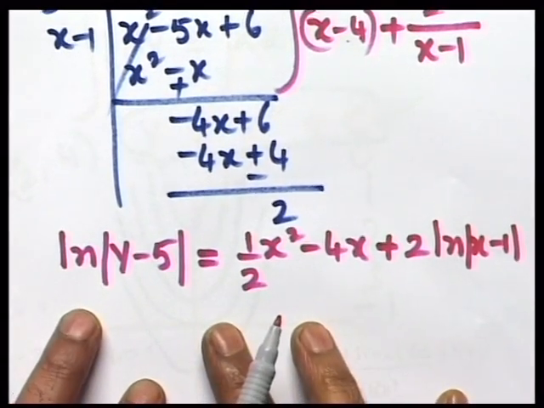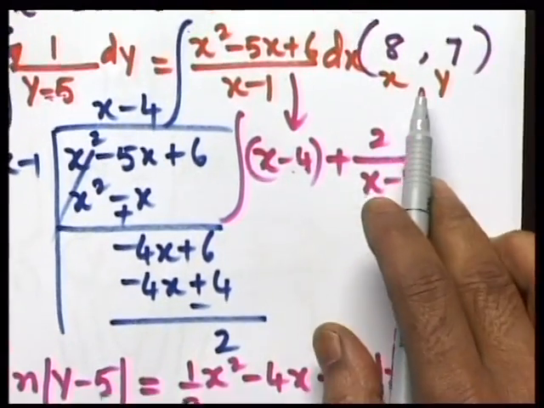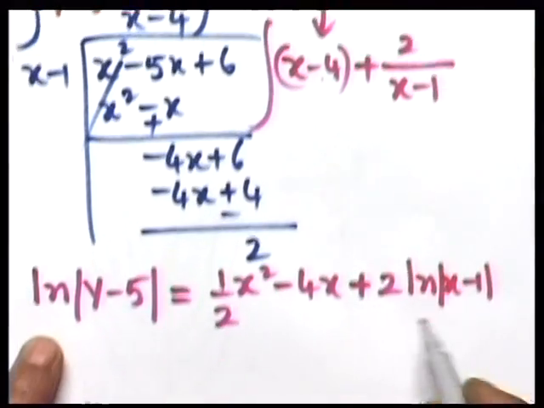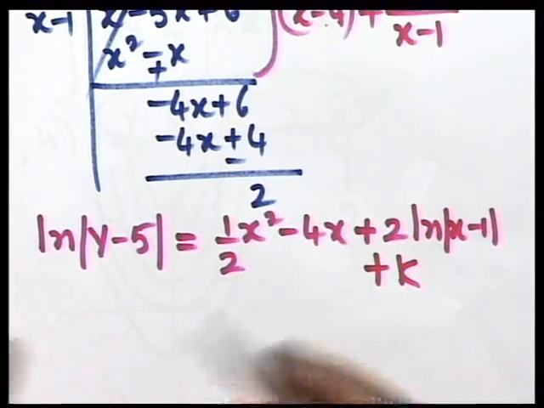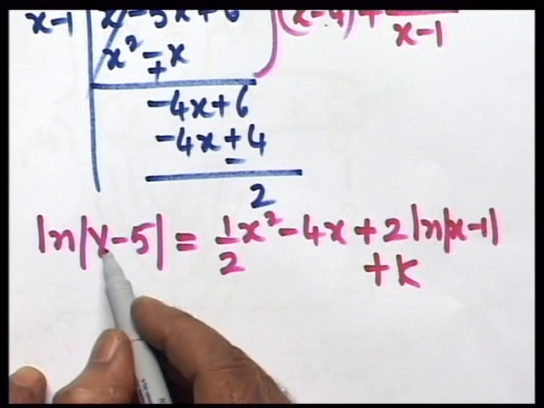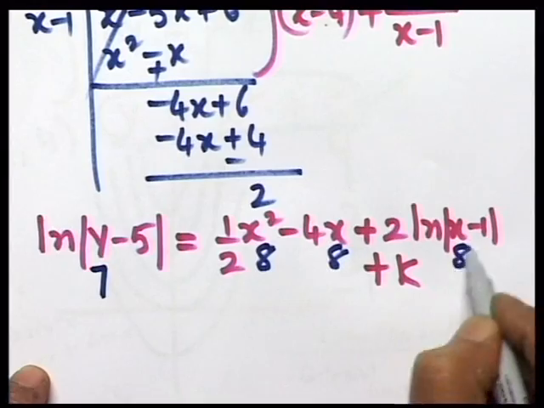That's all we have. Let's leave it like that and then substitute the initial condition, which we have as 8 and 7. Well, there is a plus k, isn't it? So we need to find that k. Substitution, please. Y is 7, x is 8, so that's 8, 8 and 8.